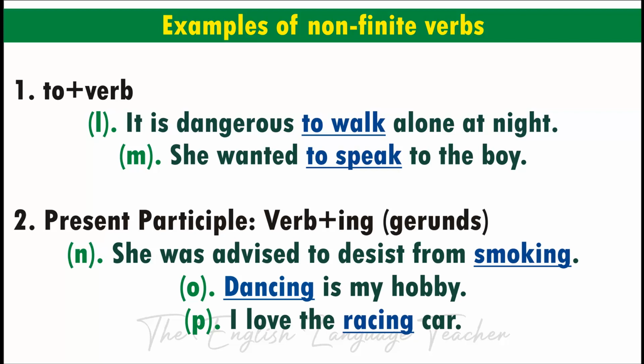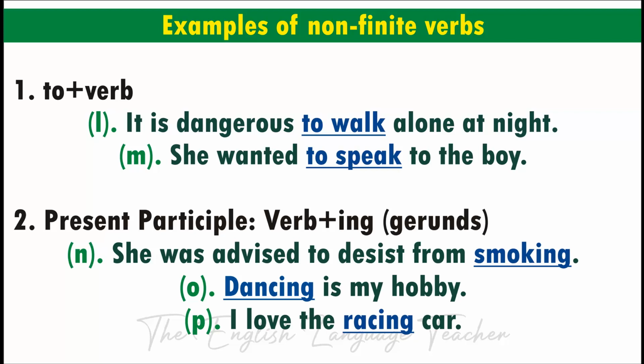If you look at that group of words closely, it doesn't show tense, it doesn't show number, it doesn't show person, and neither does it show mood. So it is non-finite. And again, if we analyze sentence L very well, the verb of the sentence is not to walk. To walk in sentence L is a non-finite verb, but it is not the verb of the sentence. The verb of the sentence is.